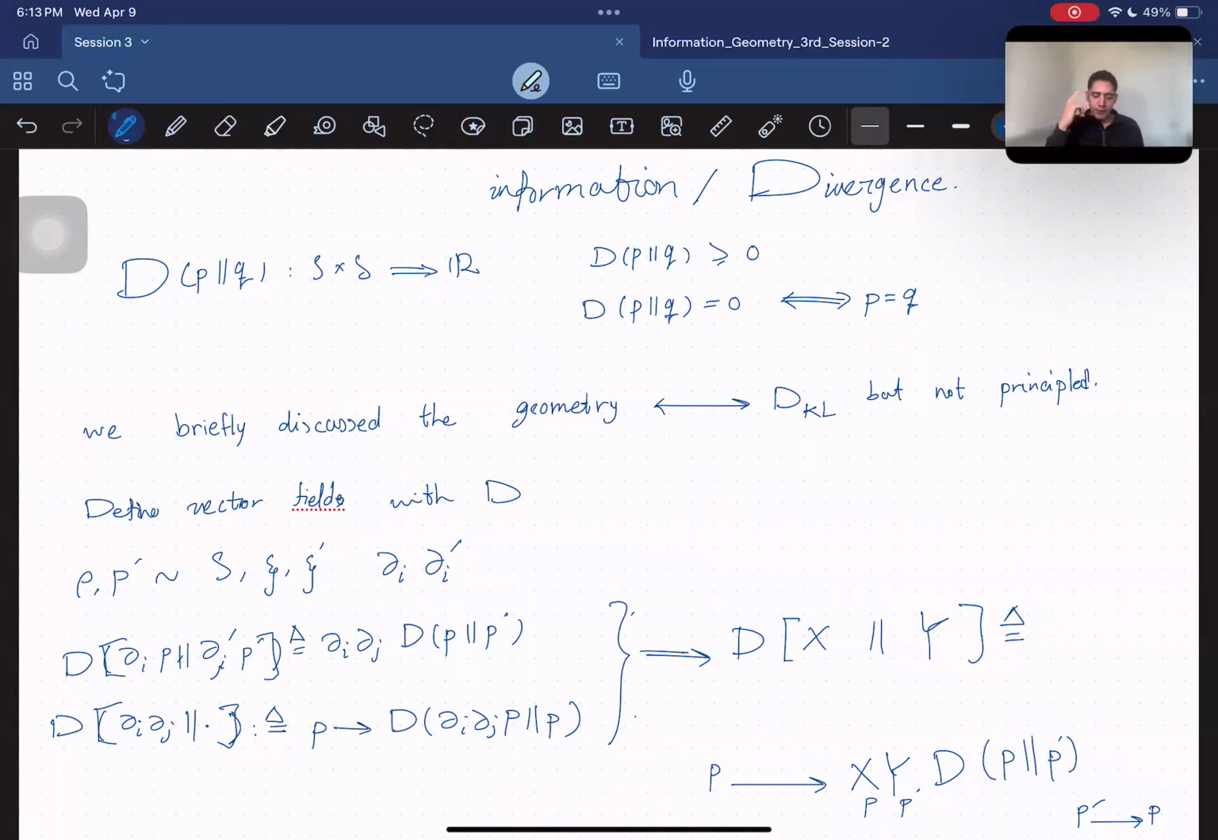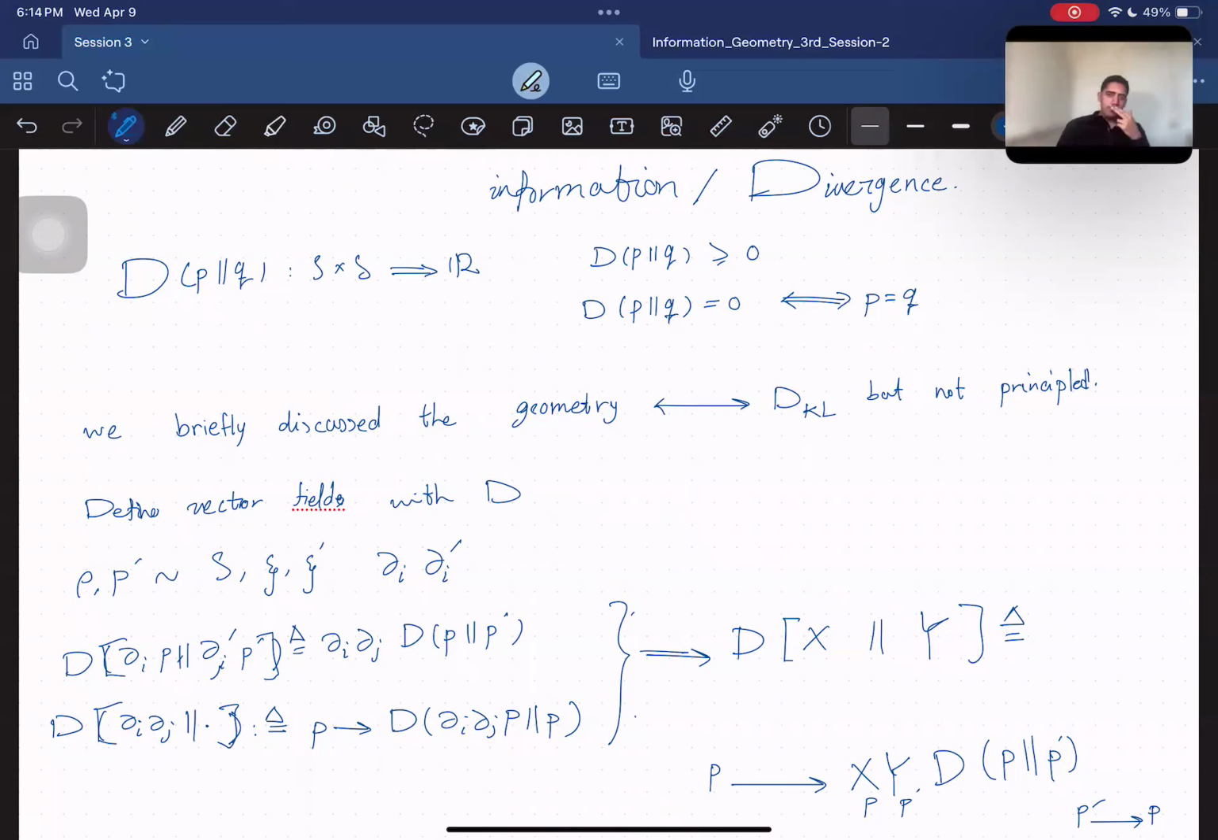Before I continue, if anyone has any question about connection, dual connection, and its relationship with the Riemannian metric, and also flat connections and flat coordinate systems.